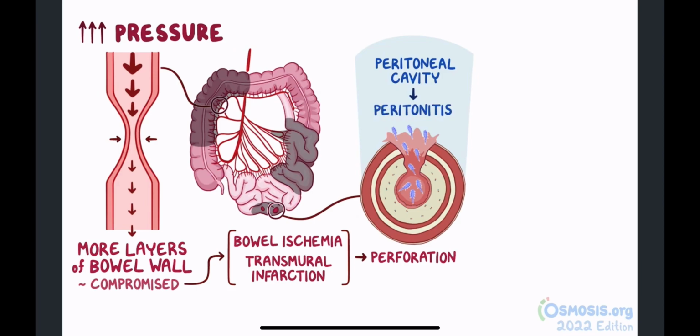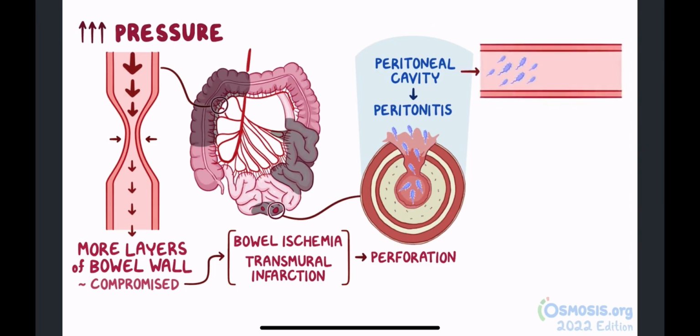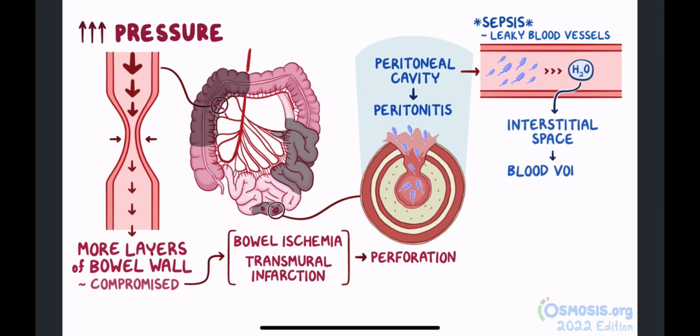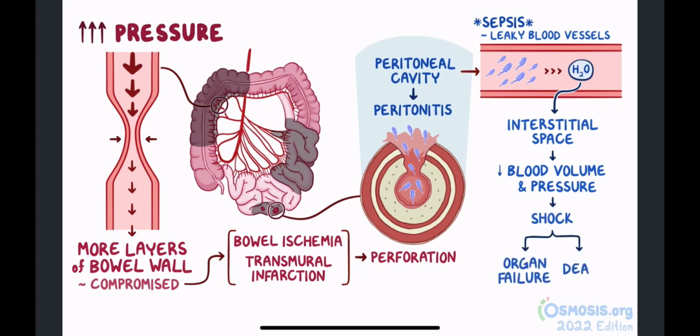Now, since the layers of the peritoneum are very rich in blood vessels, large numbers of bacteria from the peritoneal cavity can sneak into the bloodstream, triggering a massive inflammation response called sepsis. In sepsis, blood vessels throughout the body can get leaky, letting the water in blood escape into the interstitial space. If too much fluid is lost, blood volume drops, and so does the blood pressure. This leads to a decrease in the amount of blood reaching vital organs to deliver oxygen, and we call this shock. Ultimately, this can cause organ failure and death.